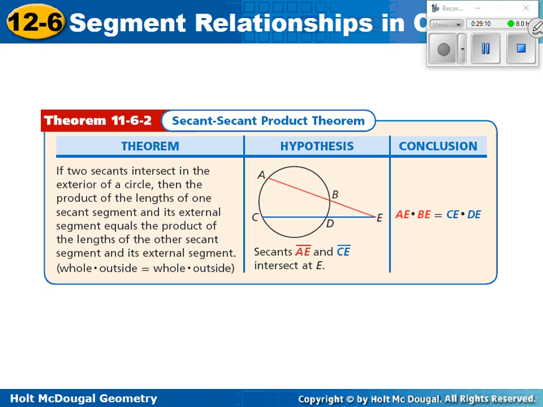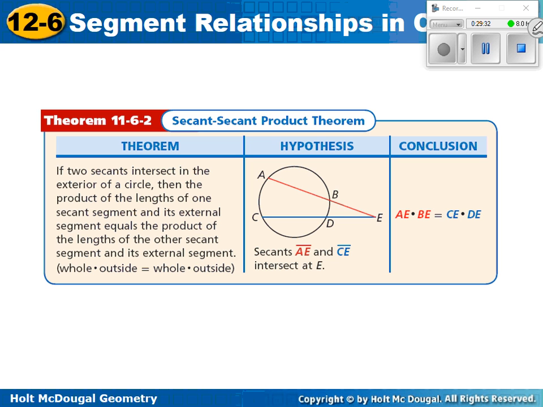Okay? By whole, this is what I mean. Be very careful. This is where students make a mistake. So I'm going to label this A, B, C, D. Okay, what is the whole secant segment? Careful, that would be multiplying the two segments. What's the whole secant segment there?